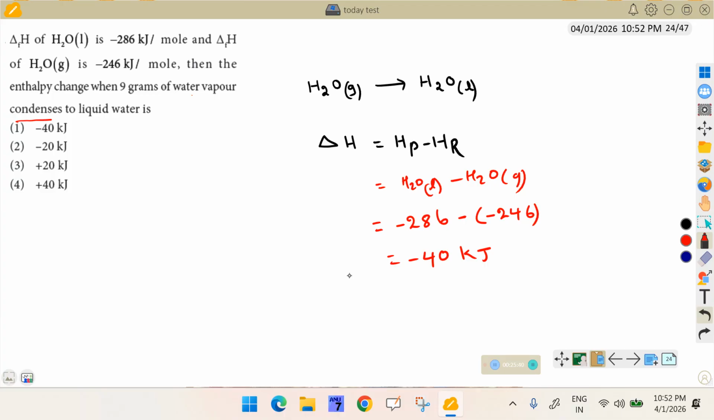Here, the question is for 9 grams of water. This is for 18 grams of water. 18 grams of H2O, this much amount of energy is required. Then 9 grams of H2O, how much? Simplify, you will get minus 20.